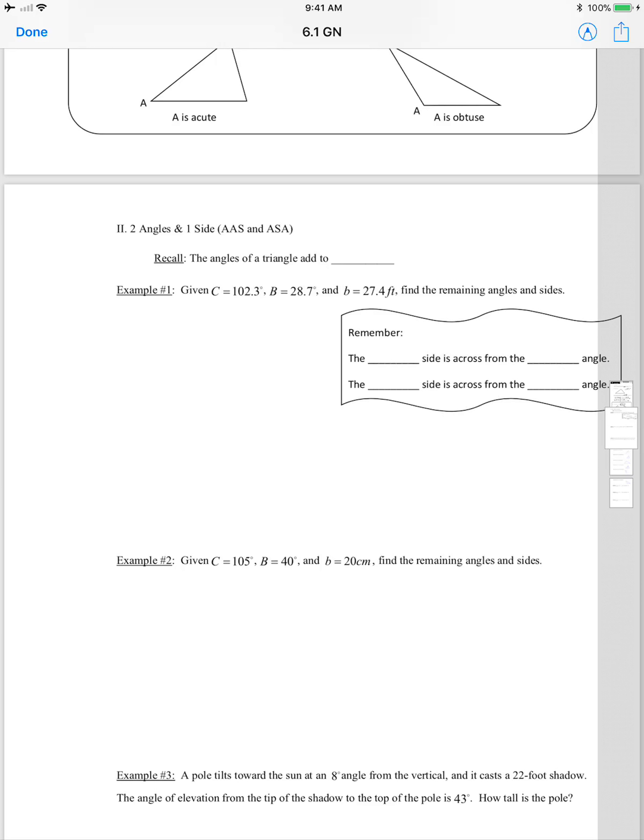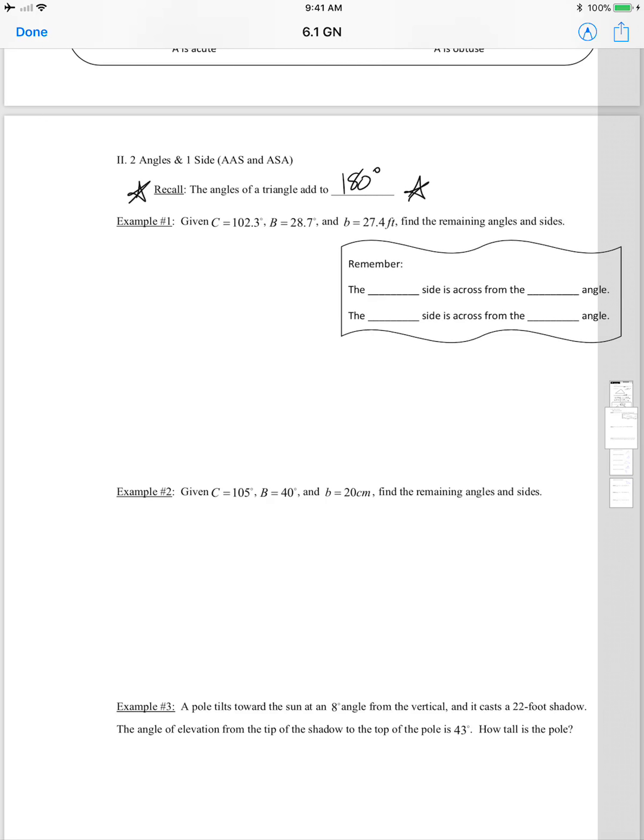Now, just about all of these problems are going to hinge on this one simple fact that I'm sure we all remember from geometry. The angles of any triangle always add up to 180 degrees. It's going to be the crux of a lot of these solutions. So let's take a look at one of these problems.